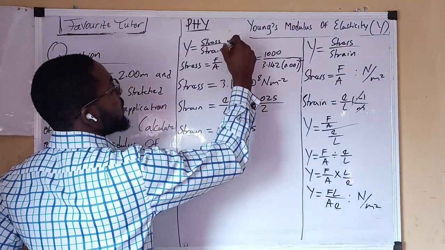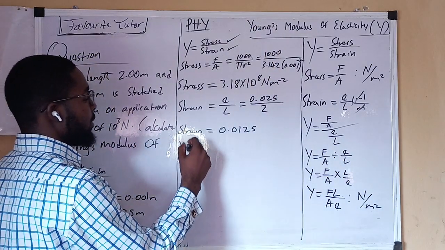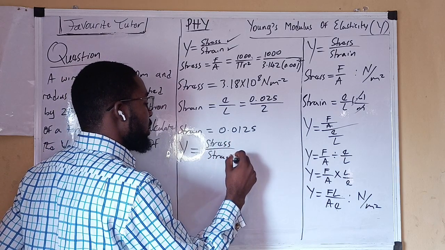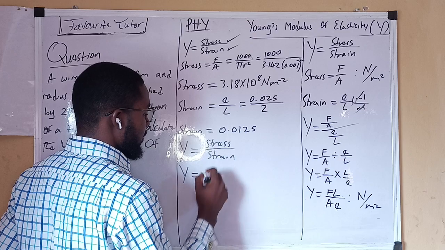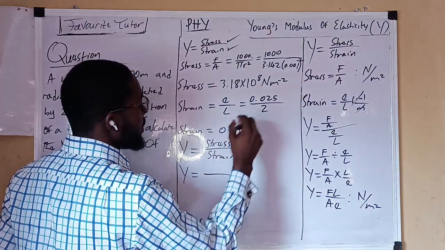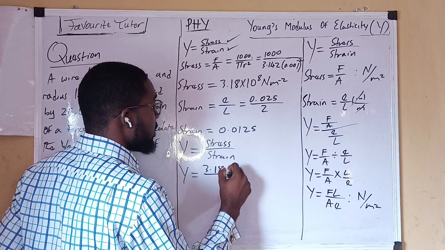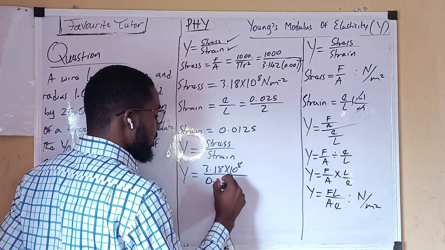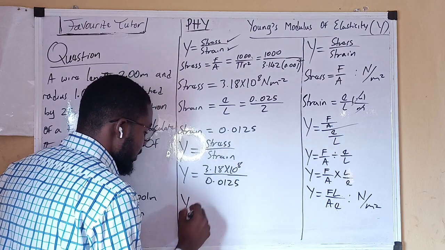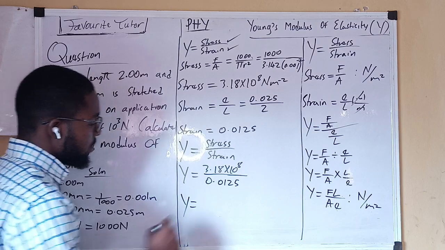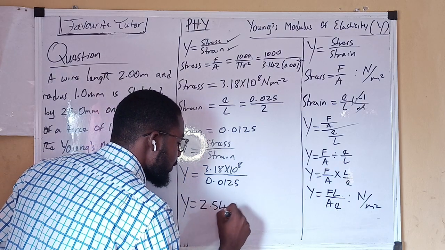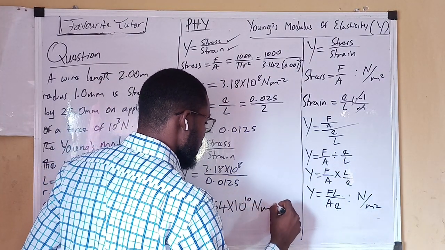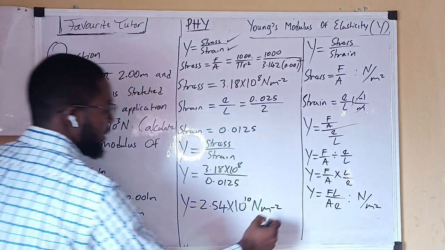Okay, we have the strain. Check. So therefore, Young modulus is equal to stress over strain. The stress is 3.18 times 10 raised to the power of 8, all over the strain, which is 0.0125. So the Young modulus is going to be 2.54 times 10 raised to the power of 10 Newton per meter square.